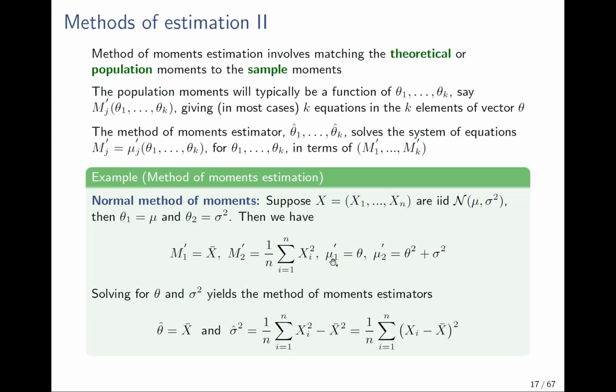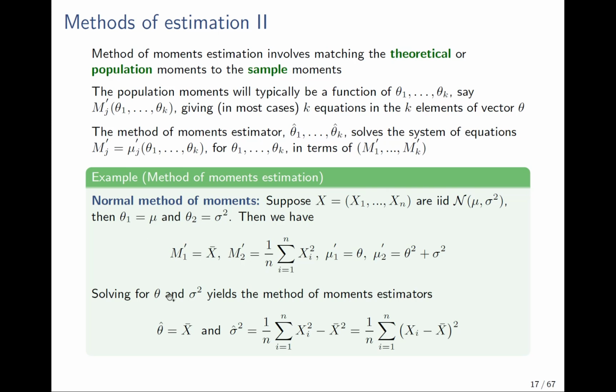So μ'_1 is equal to θ, that's μ, and μ'_2, the second theoretical moment of the distribution, can be written in terms of θ² plus σ². Now, to get that expression, that's straightforward. If you go back to last week and look at how we wrote an alternative formula for the variance, we said the variance can be written as the expected value of X squared minus the expectation of X, squared. So if we take this expectation of X, square it, and add it to the variance, that's how we get the second moment of the distribution.